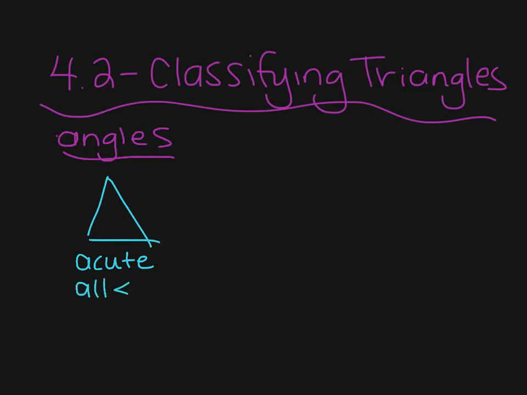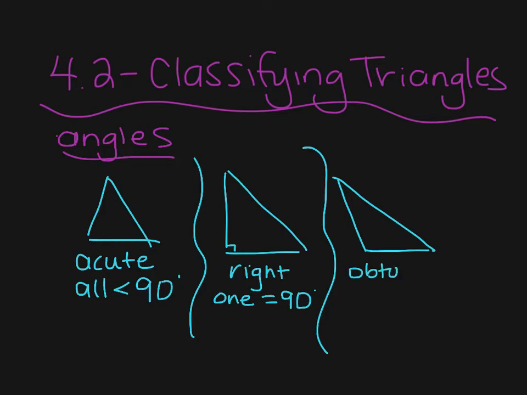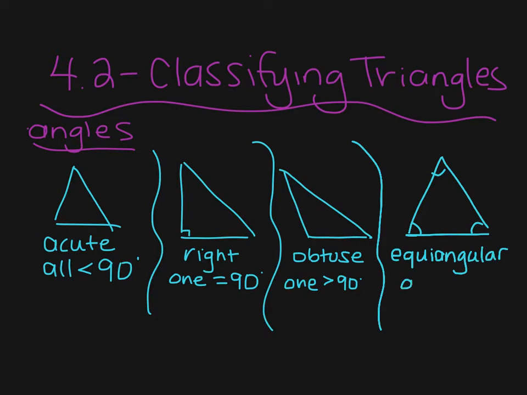which is all less than 90 degrees. You've got right, which was one angle equal to 90 degrees. You've got obtuse, where one angle is greater than 90 degrees. And the last one, which is equiangular, which is all angles equal.